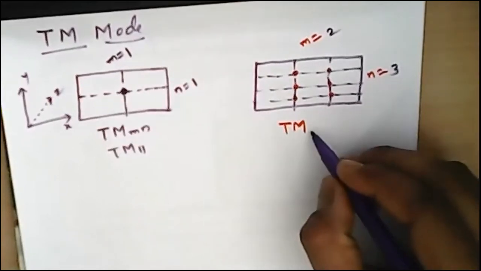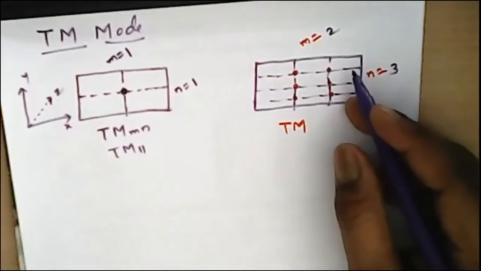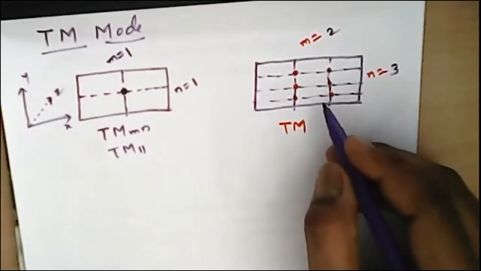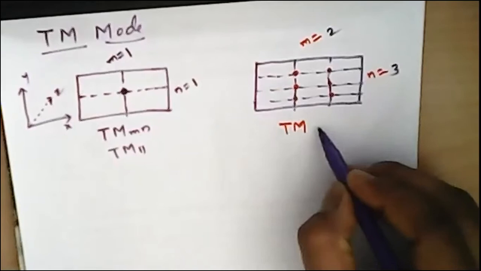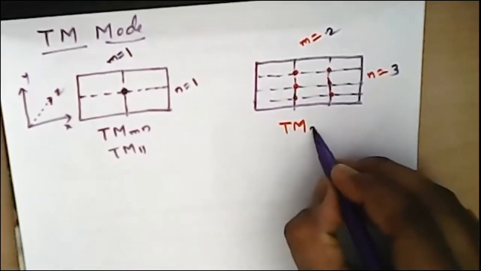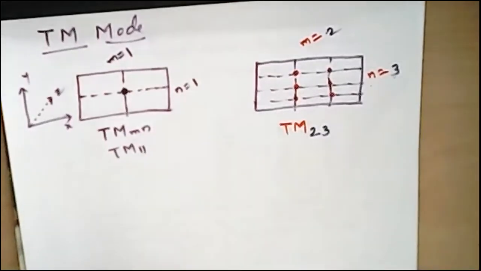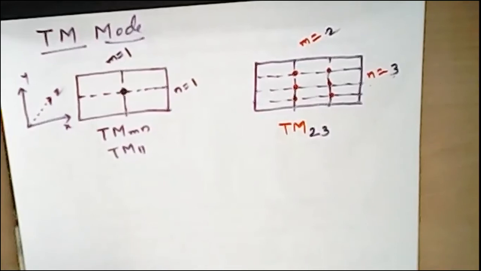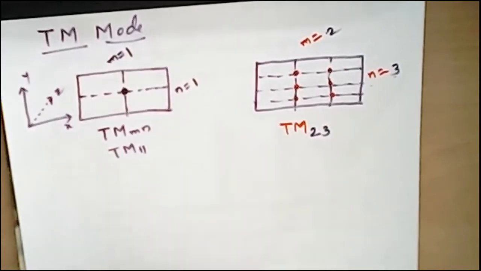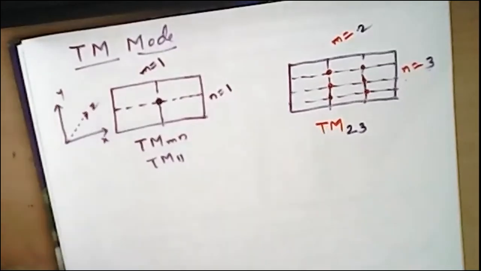If you got it, it's okay, then fine and good. So the mode of propagation: m is equal to 2 and n is equal to 3, so TM23. Accordingly, you can keep on increasing the mode of propagations. So this is the type of mode of propagations.